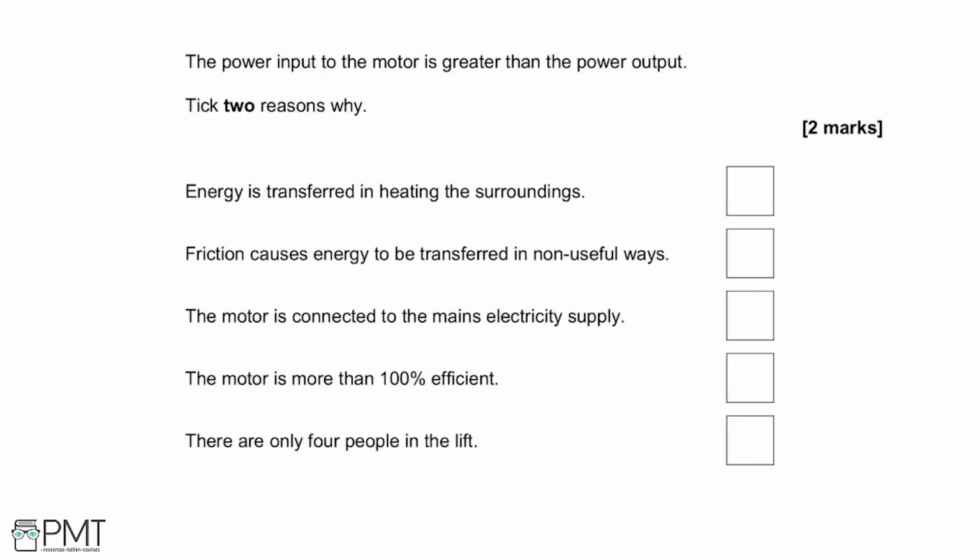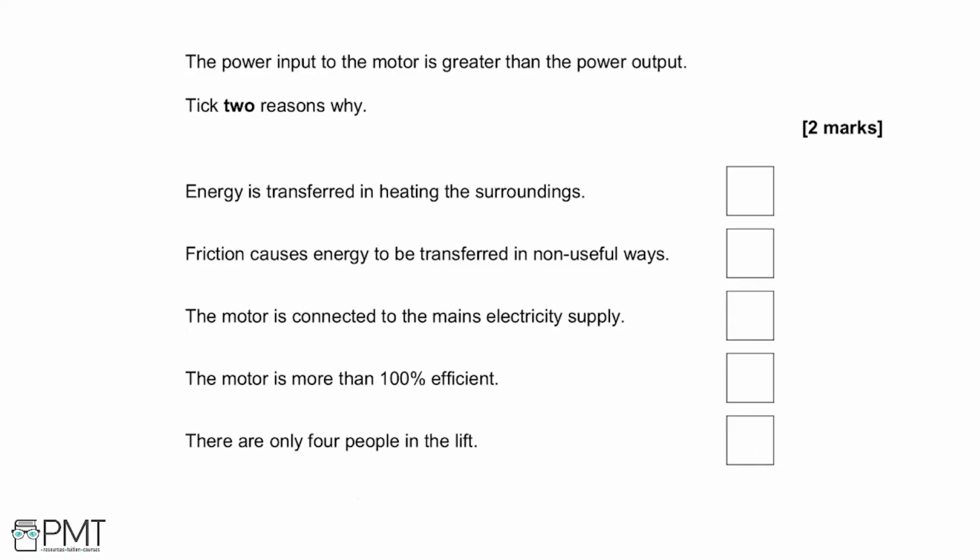The power input to the motor is greater than the power output. Tick 2 reasons why. So our options are: the energy is transferred in heating the surroundings; friction causes energy to be transferred in non-useful ways; the motor is connected to the mains electricity supply; the motor is more than 100% efficient; and there are only 4 people in the lift. So let's try this with process of elimination.